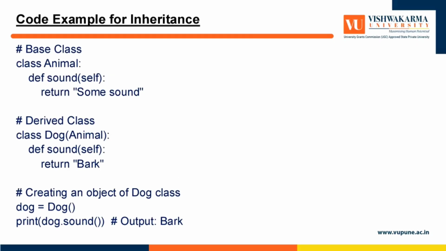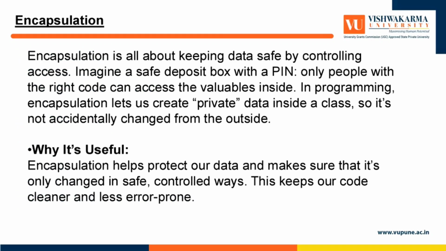Now I will explain the code example for inheritance. # Base class: class Animal, def sound(self): return "some sound". # Derived class: class Dog(Animal), def sound(self): return "bark". # Creating an object of Dog class: dog = Dog(), print(dog.sound()). # Output: bark.